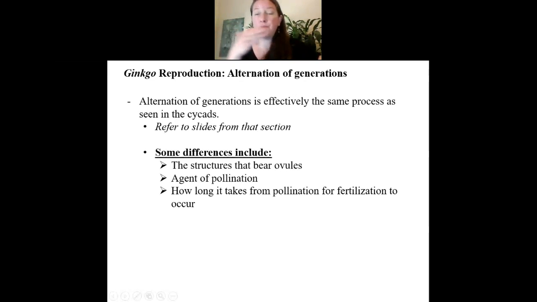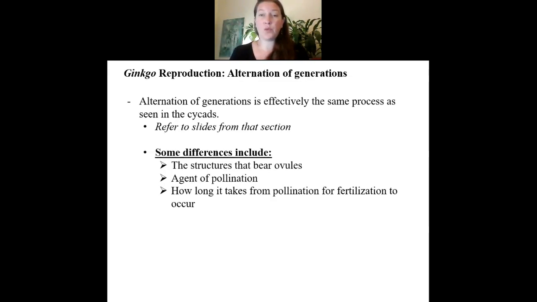Yep, and so the alternation of generations in ginkgo is basically the same as cycads. So you can go back to that section to have a refresher of who the players are. The only difference between ginkgo and cycads is that in ginkgo, the ovules are paired on a stalk, whereas in the cycads, they were on leaves of a strobilus or on leaves in a fertile crown.